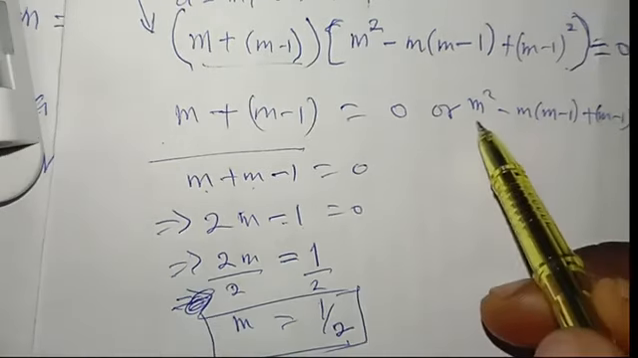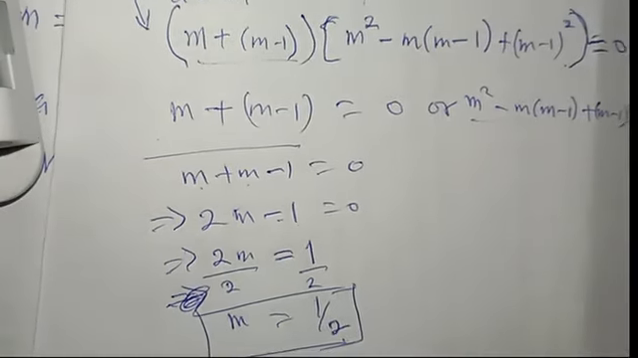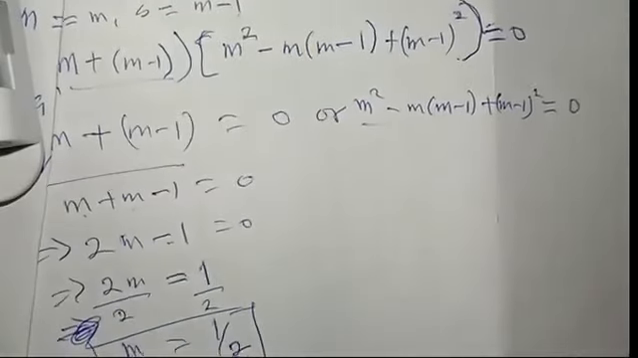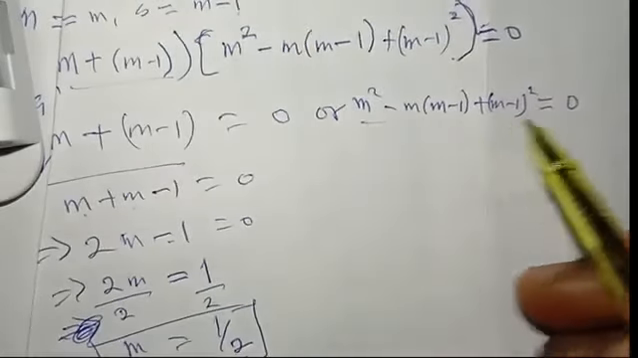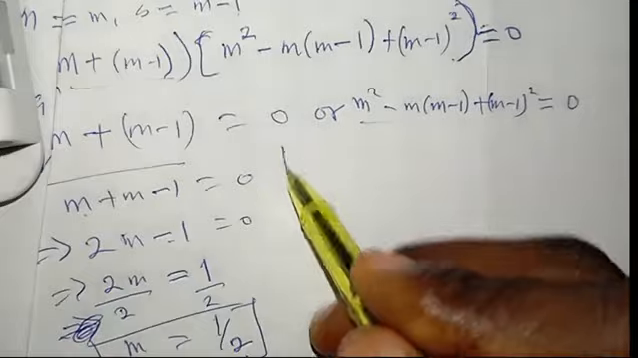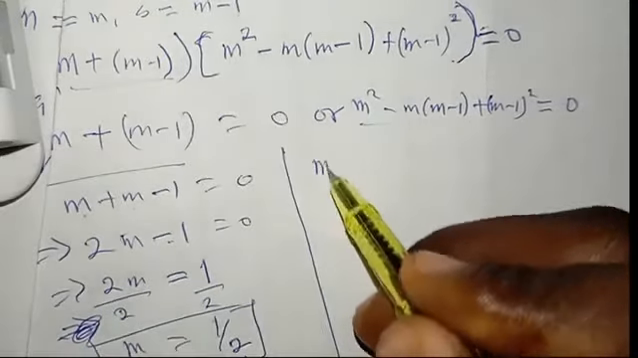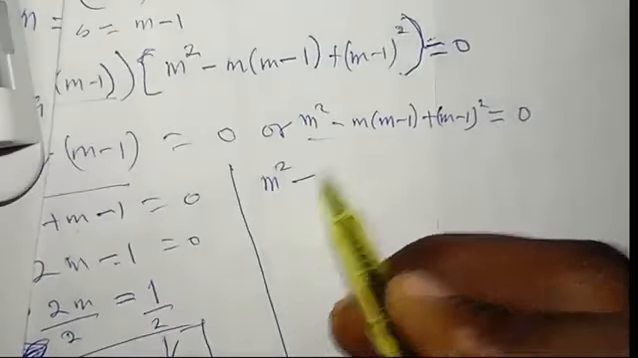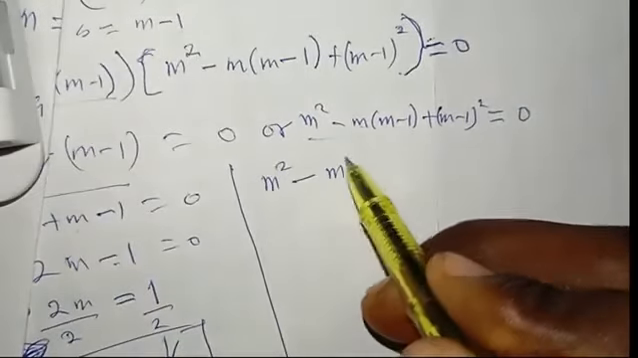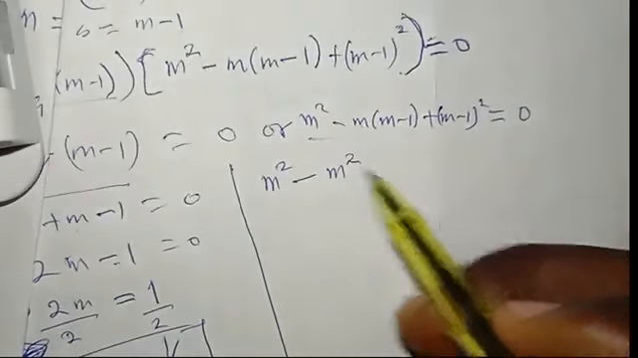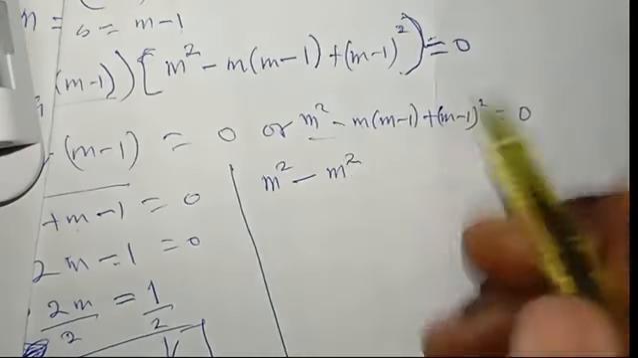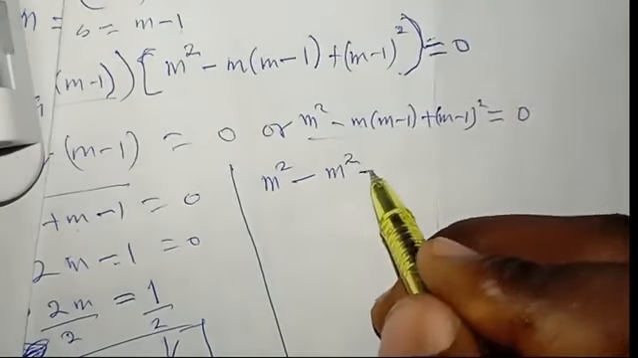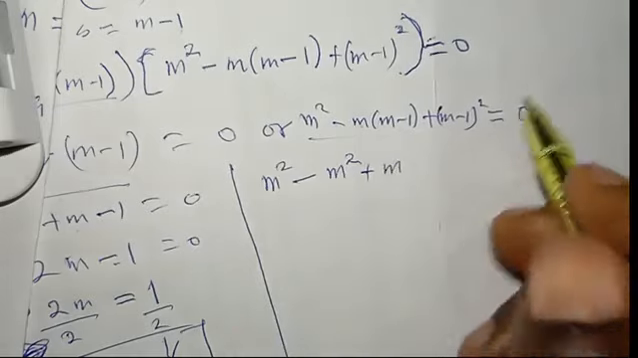And now solving for this case right here, we just go ahead and simplify this. So we have m squared, I'm going to open this bracket right here, minus m times m is m squared, okay, and then minus m times minus 1 gives us a plus m.